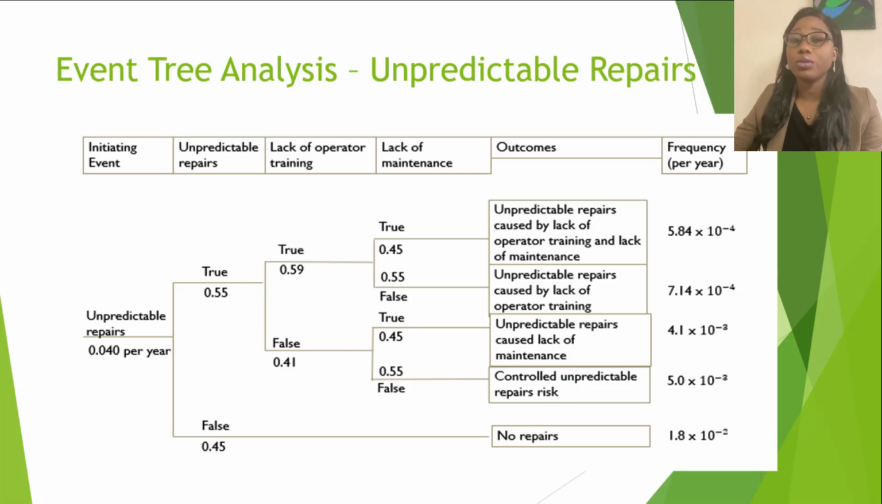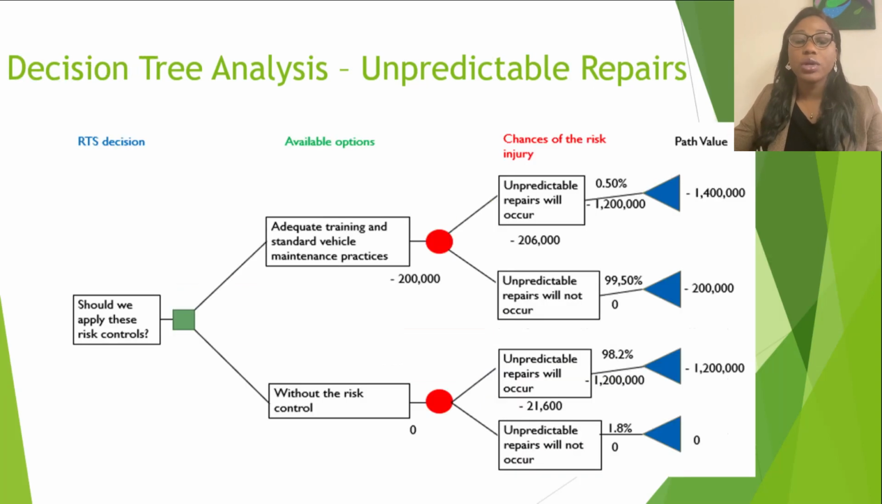not properly controlled. I then went on to analyze the same risk using a decision tree analysis to understand the best option for RTS. I identified the need for adequate training and standard maintenance practices at a cost of $200,000 to RTS. The data gathered by Suratka 2021, from that data, I deduced the downtime cost of $1.2 million per hour in the automotive industry. And using this data, I calculated the cost for each repair risk and its outcome scenario.